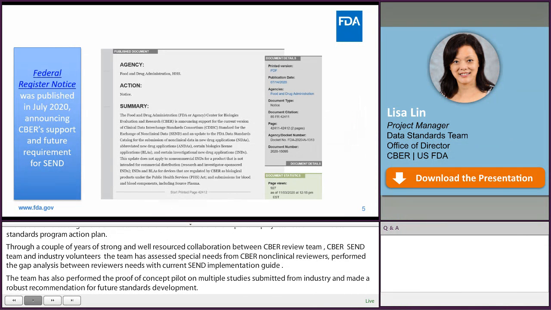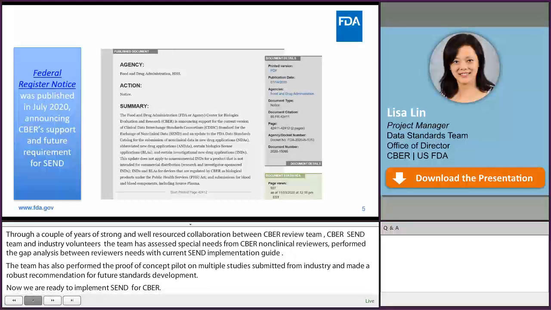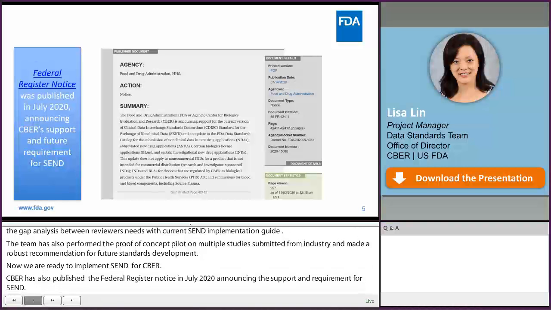CBER also published the Federal Register Notice in July 2020, announcing the support and the requirement for SEND. Here's a screenshot of the Federal Register Notice, and on the left, you can find the link to the Federal Register Notice website. Please feel free to click on the link to read it when you have a leisure moment.